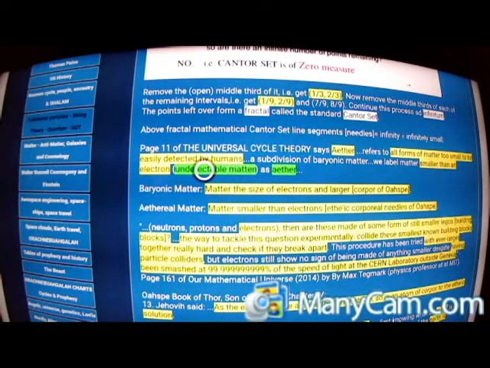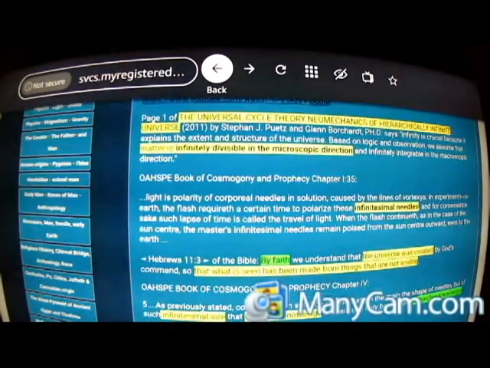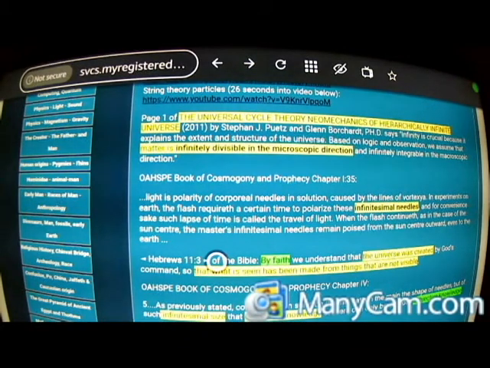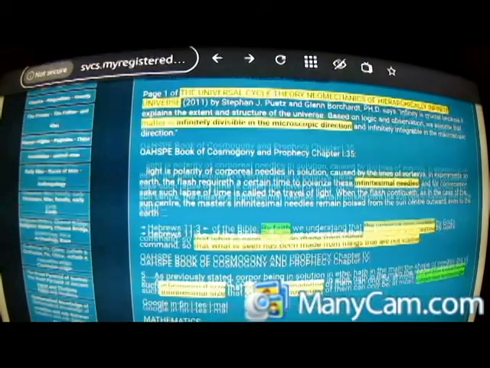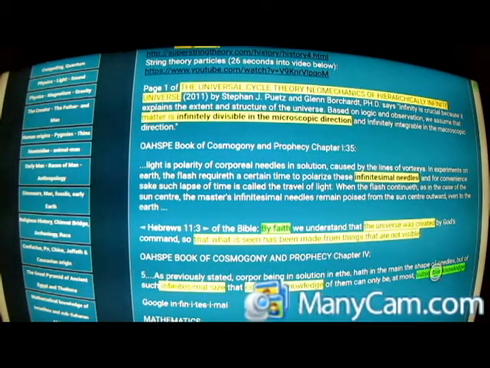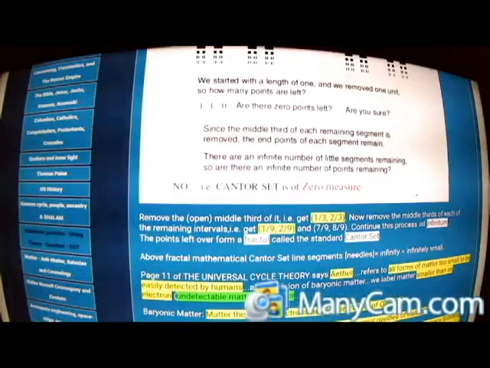And that correlates with what I put in green before, where it says in the Bible, by faith we understand that that which is seen was made from things that are not visible. Subjective knowledge, as it says in Oahspe Book of Cosmogony and Prophecy. I highlighted in green because it's undetectable matter. That's what ether is.